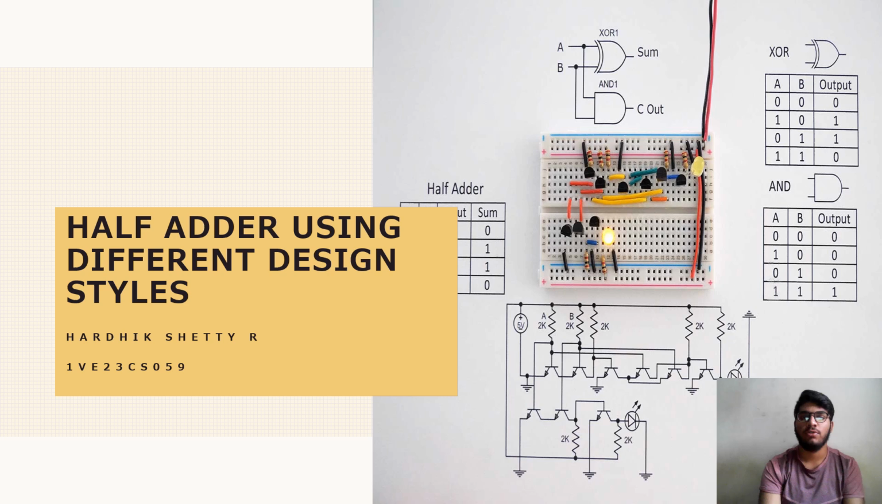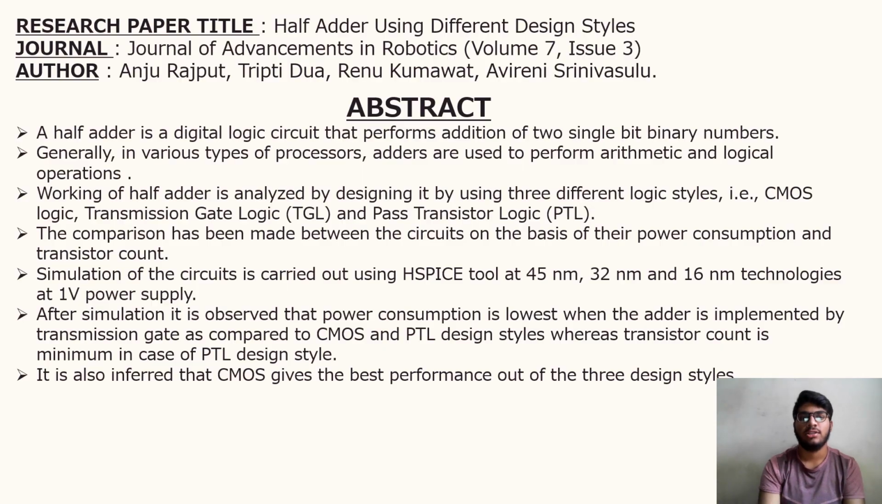Today we are going to discuss a research paper with the title Half Adder Using Different Design Styles. It was published in the Journal of Advancements in Robotics, Volume 7, Issue 3. The authors are Anju Rajput, Triti Dua, Reenu Kumawat, and Aviweni Srinivasulu.